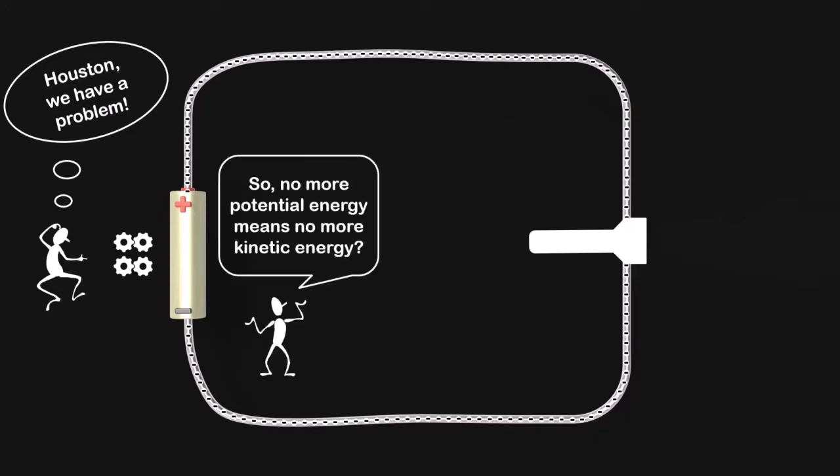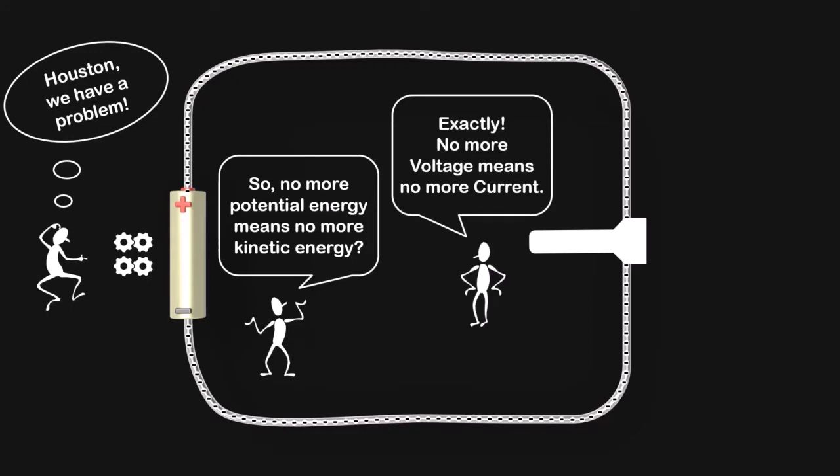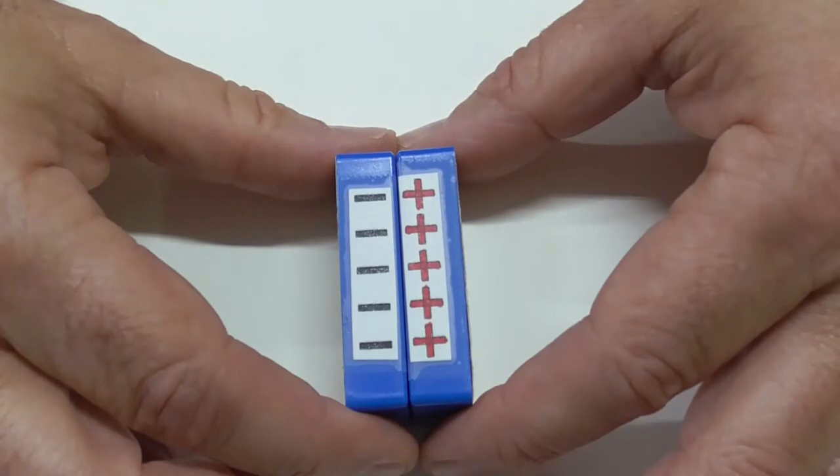So no more potential energy means no more kinetic energy? Exactly. No more voltage means no more current. An analogy between electrical voltage and current with a set of magnets.